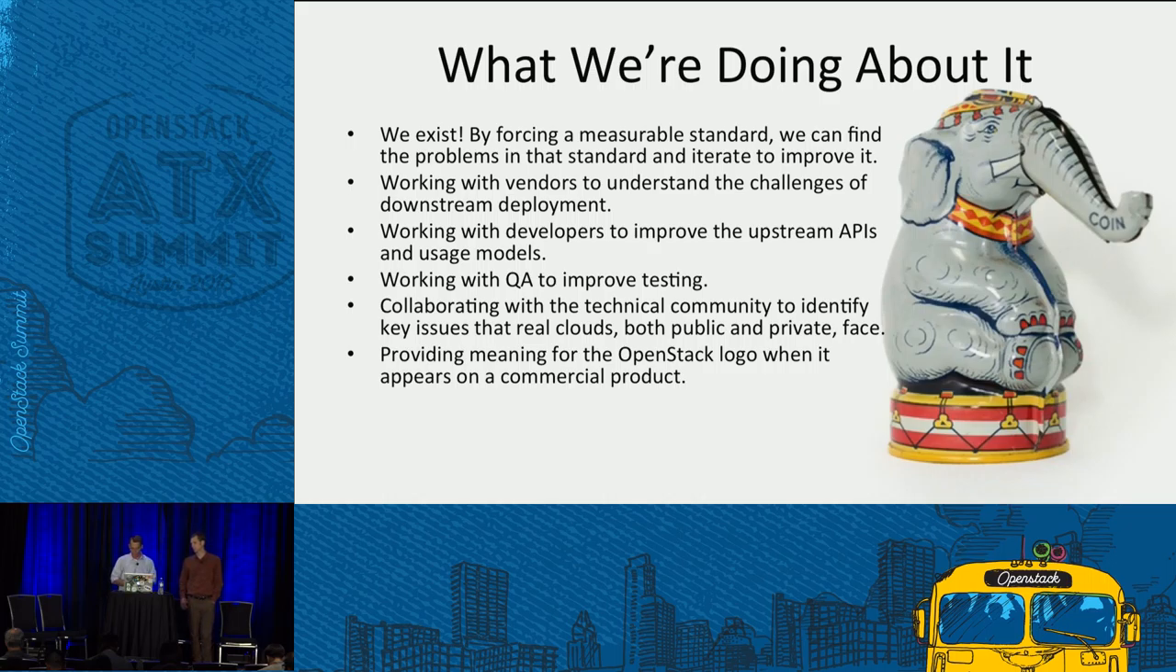Working with QA to improve testing. We talked about the atomicity problem that we have with some of the tests, where a fixture for a test may require things that DefCore doesn't. So there are cases where we've worked with QA to solve those. And we've also run into some cases where Tempest tests are buggy, or maybe the capabilities that they're testing are buggy. So there's a feedback loop being formed there to help us both improve the tests and improve the products.